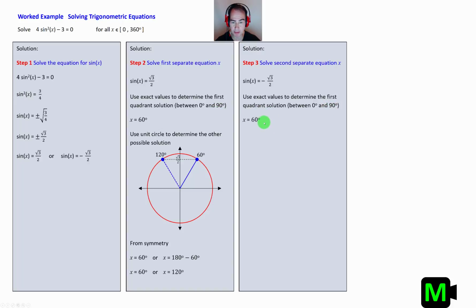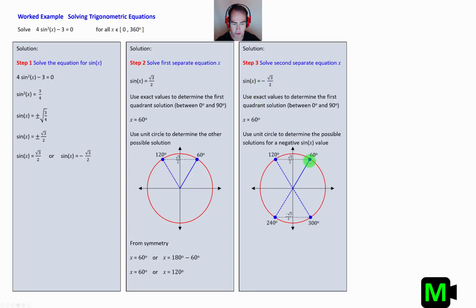No surprise, same answer. Now we use the unit circle to determine the possible solutions for the negative sine x value. Now notice over here I said other possible solutions since 60 was already a solution. Here 60 is not a solution, that is just a reference value. We're looking for angles that give us a negative sine value. So on the unit circle, now we have our 60, and as before the 120, but root 3 over 2 is a positive value. We want negative root 3 over 2.